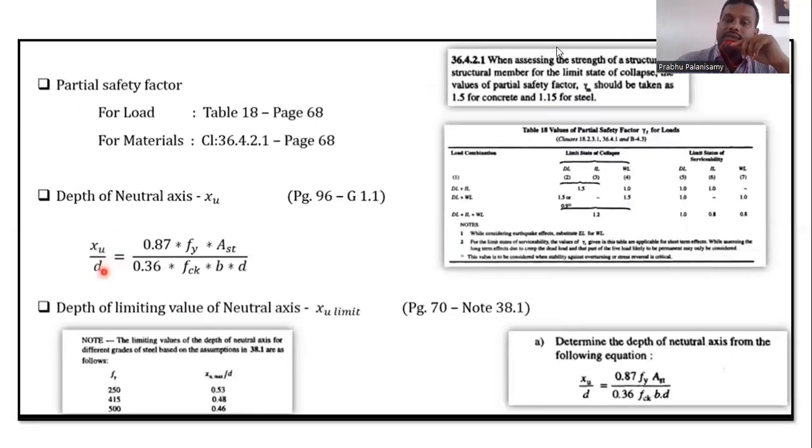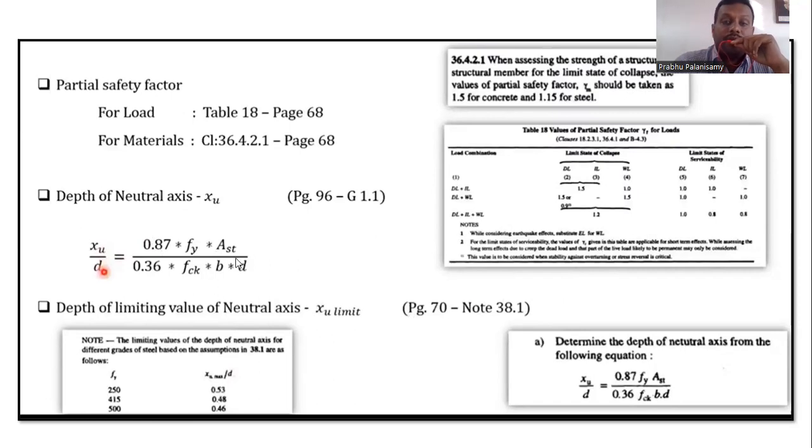So from IS 456, clause 36.4.2.1, and Table 18 on page number 68 for the material, we know that the partial factor of safety to be taken for concrete is 1.5 and for steel is 1.15. And these are some of the limiting values of the neutral axis, that is, XU limit, that you can see in the design, given on page number 70 and Note 38.1.